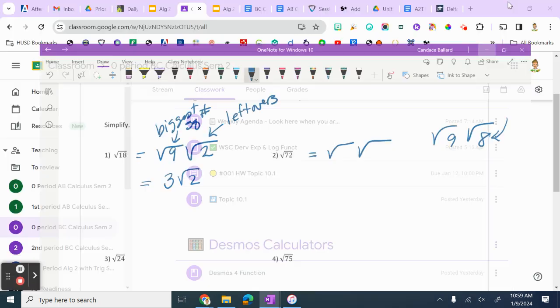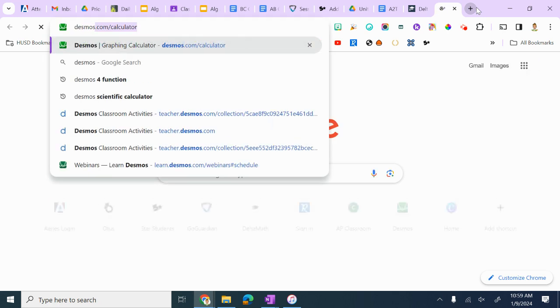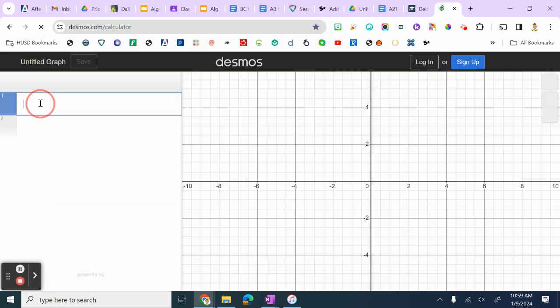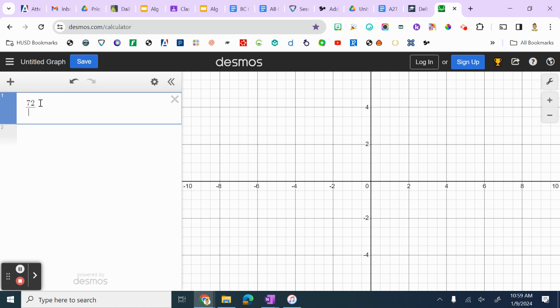I'm going to go get my Desmos. All right. So I'm going to do 72 divided by 16. And it's okay to look. Does it divide it nicely? No. Okay. So I'm going to keep going. What's the next number on my list? 25. Does 25 divide nicely? No. Okay. All right. What's my next number?